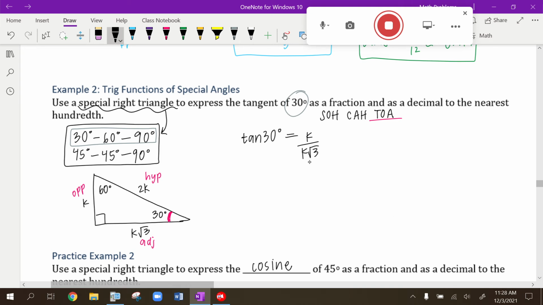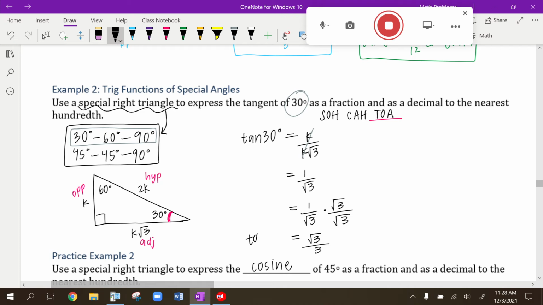K over k square root of 3 can reduce. The k's are a common factor, so they can cancel out. So I get 1 over square root 3. That's a good answer, but it's not a great answer because there's a square root in the denominator. So I need to rationalize it by multiplying by my sneaky 1, and I get square root 3 over 3.